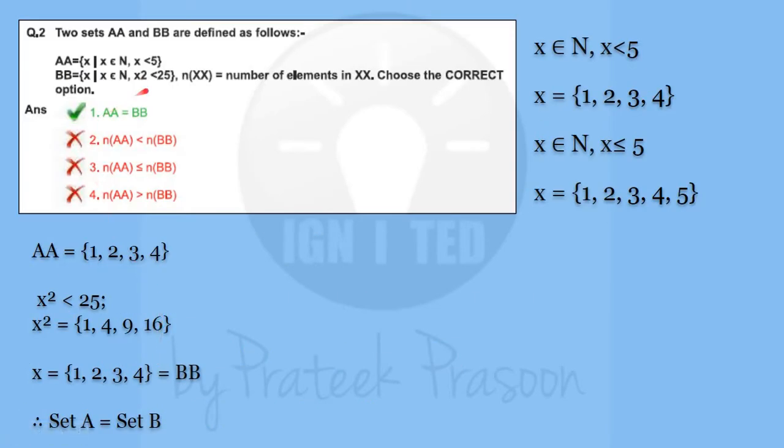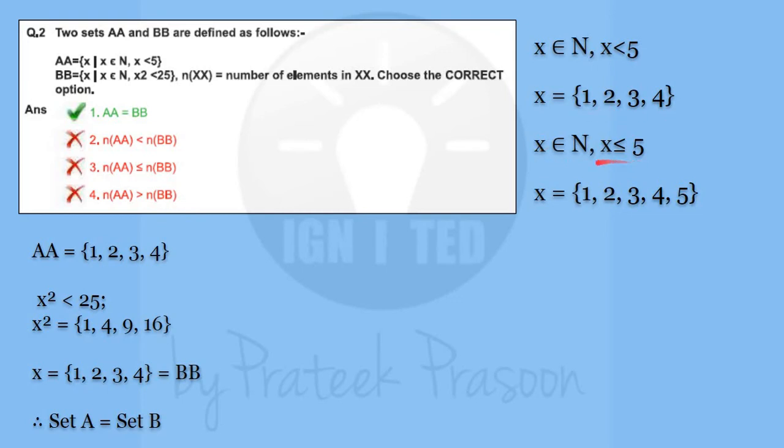Now come to this particular question. This question came this year only, and it was just based upon notation. If you are clear with notation, you could have easily solved this question. It says two sets, set A and set B, are defined as follows. Set A is equal to x, where x is an element of N, so x is a natural number where x is less than 5. When x is a natural number and x is less than 5, x will have the values 1, 2, 3 and 4.